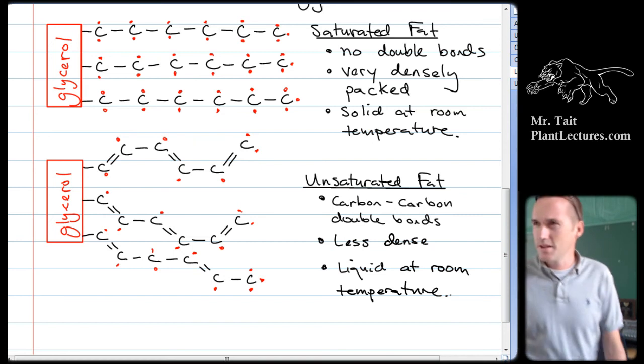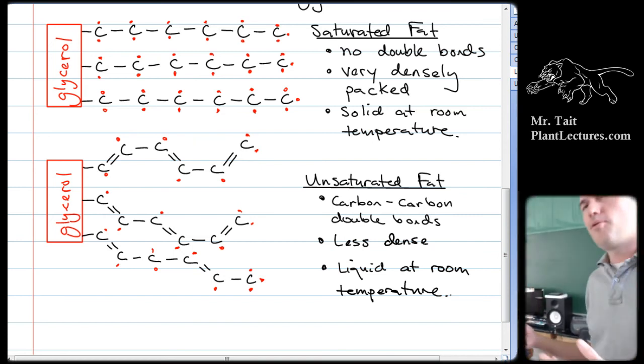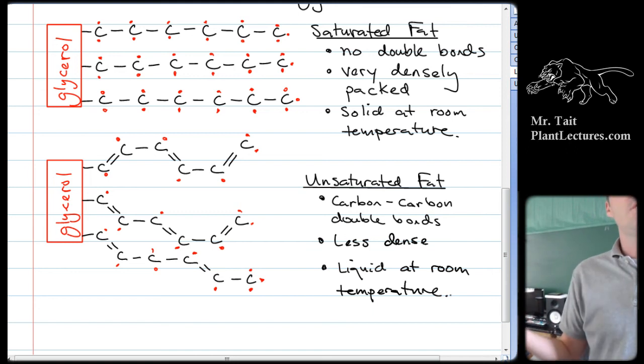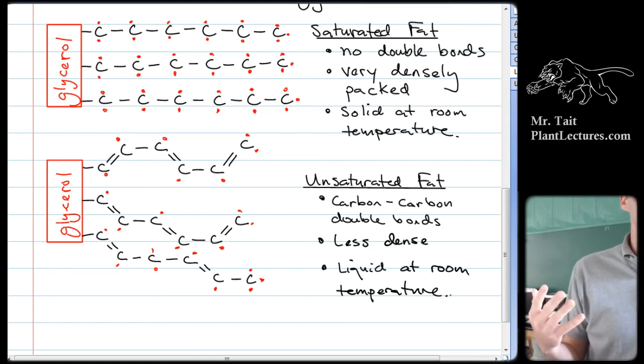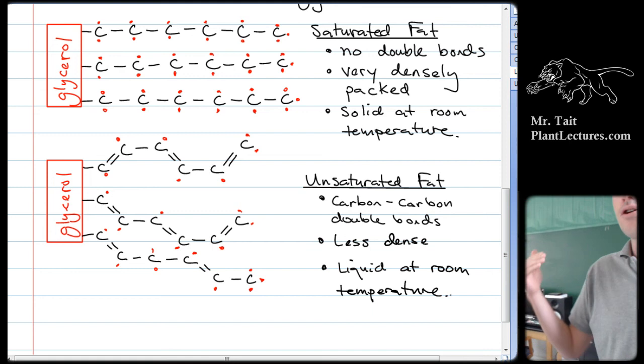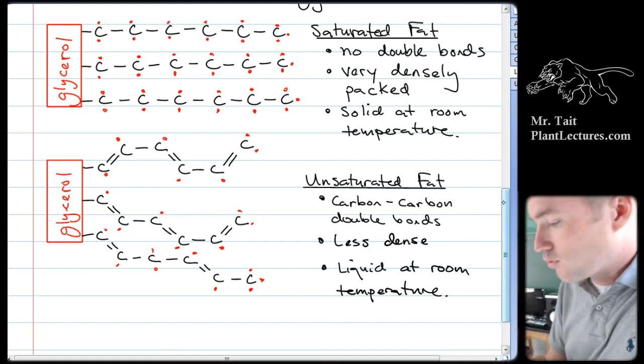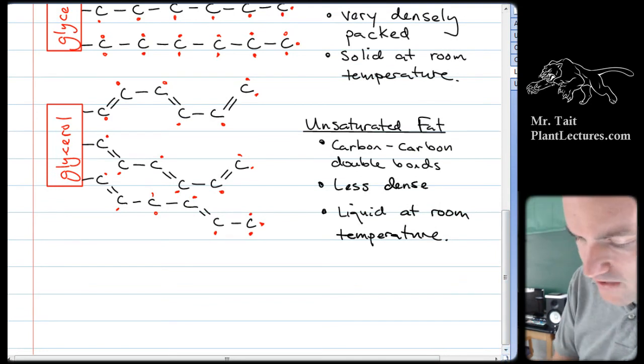Does that make sense? Now, why am I talking about Oreos and soft batch cookies and things like that? Because this is really what nature does too, is it controls the saturation of fats in order to achieve the correct amount of density, right? So it becomes really important when we talk about phospholipids. Phospholipids are next.